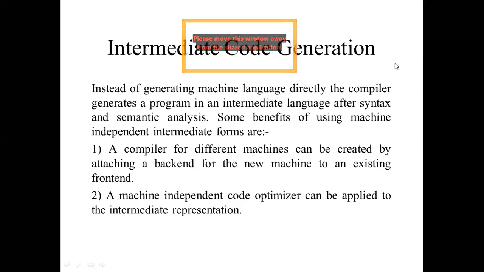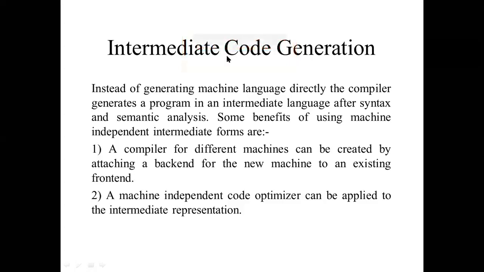A compiler for a different machine can be created by attaching a backend for the new machine to an existing front end. So a compiler for different machines can be created easily, but for creating it we use some intermediate code generating software, a machine-independent code optimizer, and after generation of the intermediate code we again use an independent code optimizer.